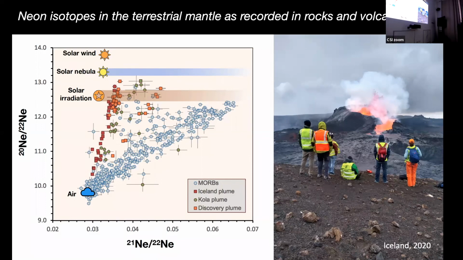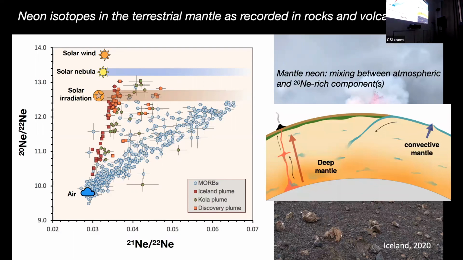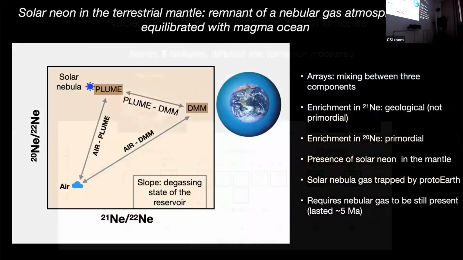What we see is that we have a lot of variation that can be understood as mixing. As I told you, mixing will result in 2 poles, in straight lines. Here are represented some from mid-ocean ridge, convective mantle, also from the deep mantle. And what we see here is an excess of neon 21 with respect to neon 22 this way, but these excesses are due to some nuclear secondary reactions in the mantle that produce neon 21. It's called nucleogenic production, so this is a geological process.